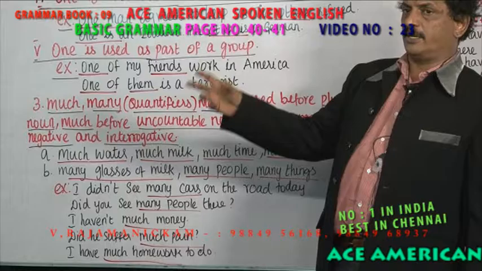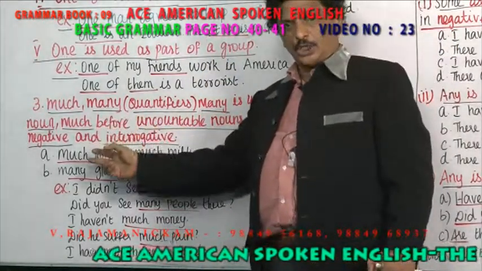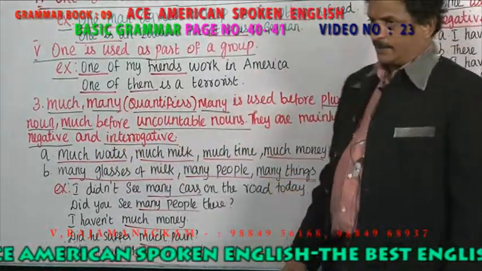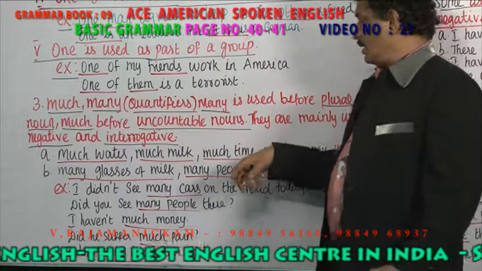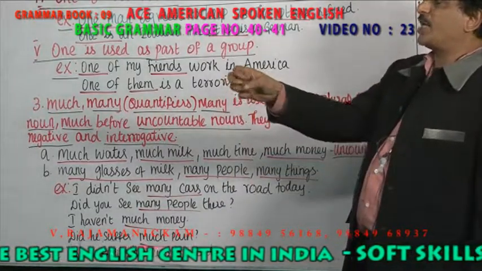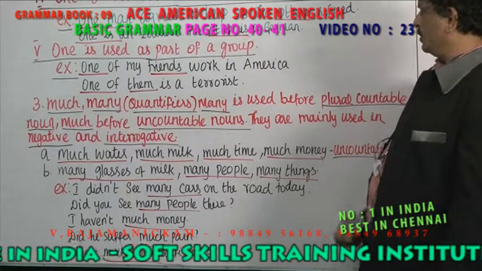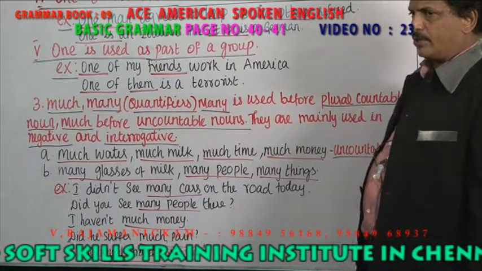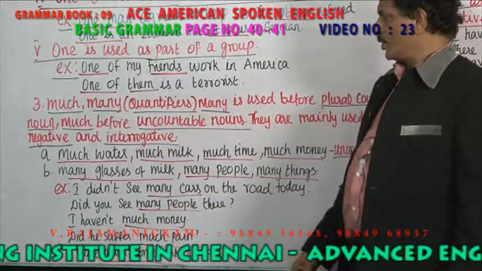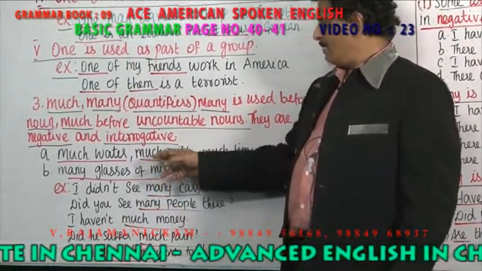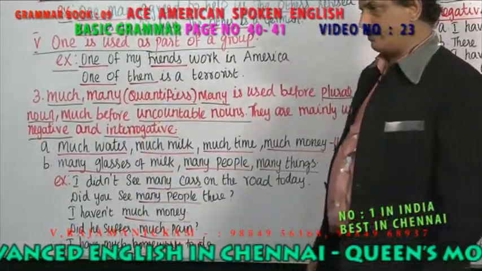When you want to mention the quantity of an uncountable noun, you are using much water, much milk. Milk is uncountable. I drank much milk. Much time. I took much time. Much of your time. Much money, uncountable nouns. Money you cannot count. Much money. See, many glasses of milk you can say. You can't say many milk, you can say many glasses of milk. So, many goes with the glasses of milk, right?